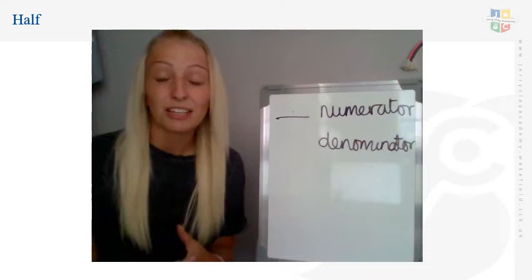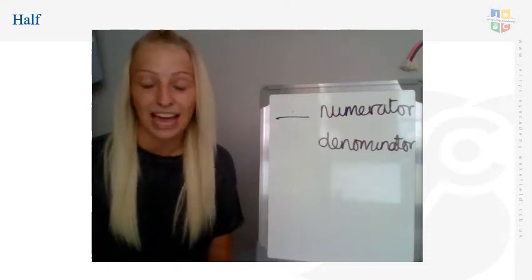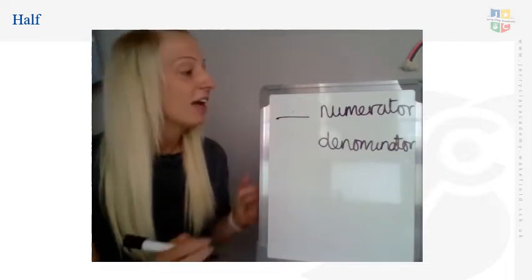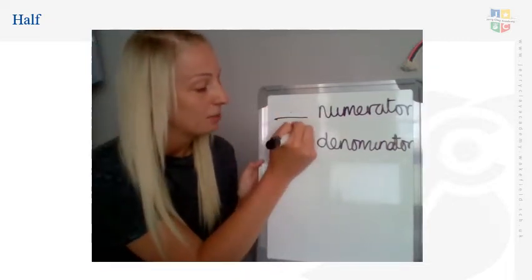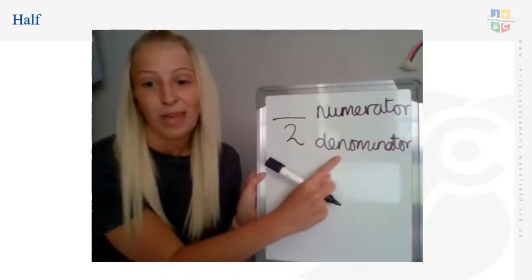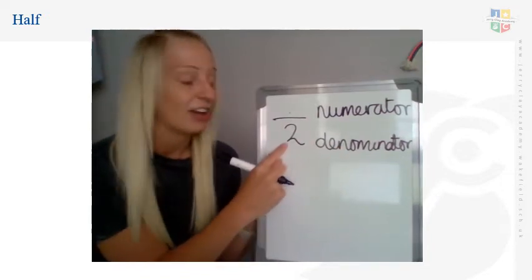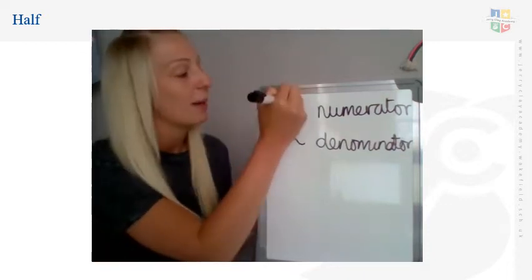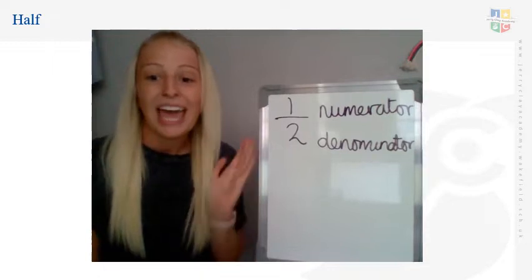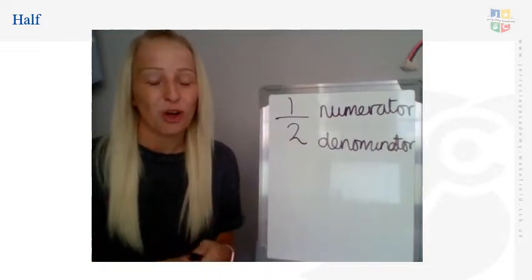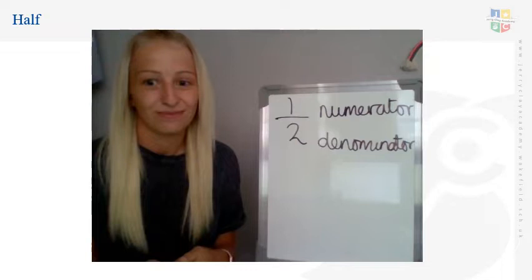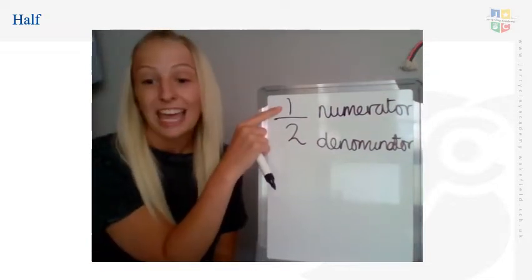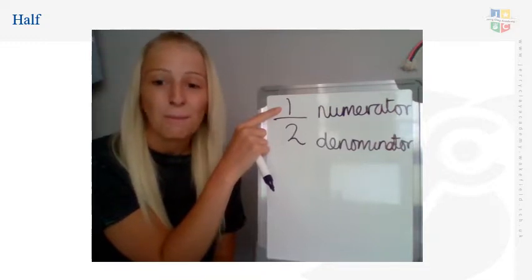Now if I'm finding a half, it's really important that I know what a half looks like as a fraction. So to write a fraction of a half, my denominator needs to be 2 because my denominator tells me how many equal parts, and half always has 2 equal parts. If I want to find 1/2, my numerator is 1. Is 1/2 a unit fraction or a non-unit fraction? That's right, it's a unit fraction because my numerator is 1. If it is a non-unit fraction, it would be more than 1.